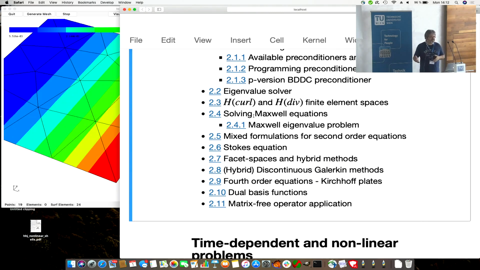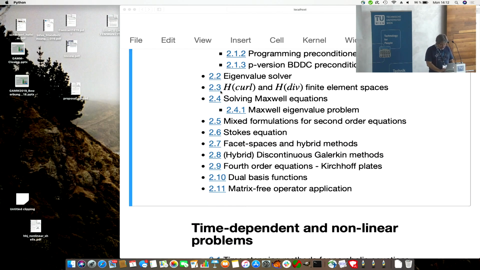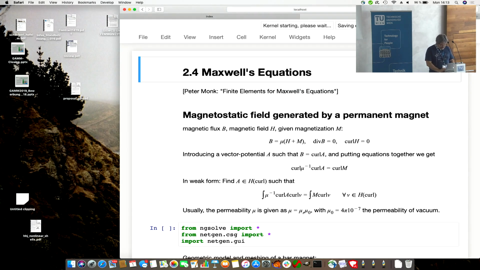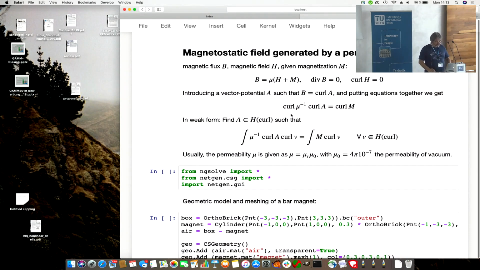If we talk of H-curl, certainly most of you think immediately about Maxwell equations. What is the canonical application for H-curl? Solve Maxwell equations. Let's do an example with Maxwell. We solve Maxwell. Okay, we are looking just at magnetostatics, and the model should be a permanent magnet.